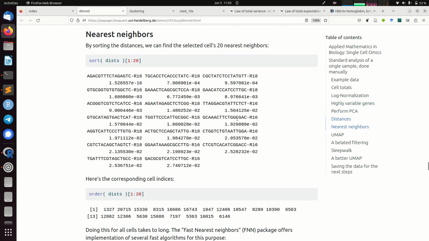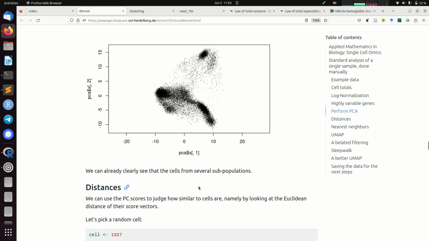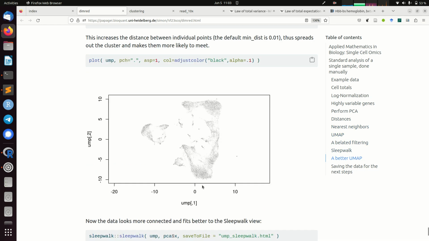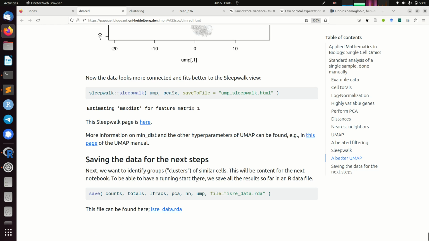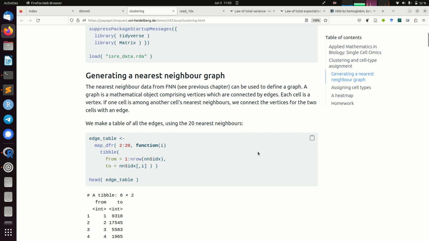So, and then we calculate our distances. And for the cell-to-cell distances, and did our UMAP and got a nice other UMAP. And then we switched over to this clustering. And in this clustering, you remember, we made a nearest neighbor graph. For each cell, we found their nearest neighbors in PCA space.